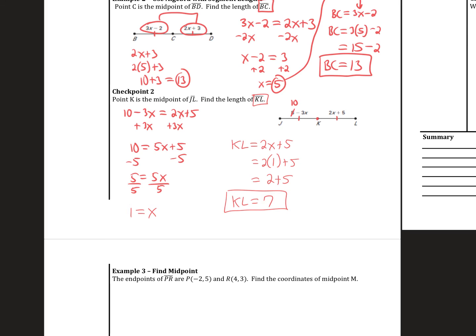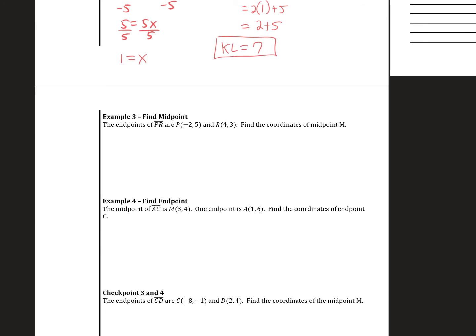We have a couple more examples here. So let's get into it. All right, so it says find the midpoint. We know the endpoints of PR are -2, 5, and 4, 3. Find the coordinates of the midpoint. Okay, we're going to make a drawing here.